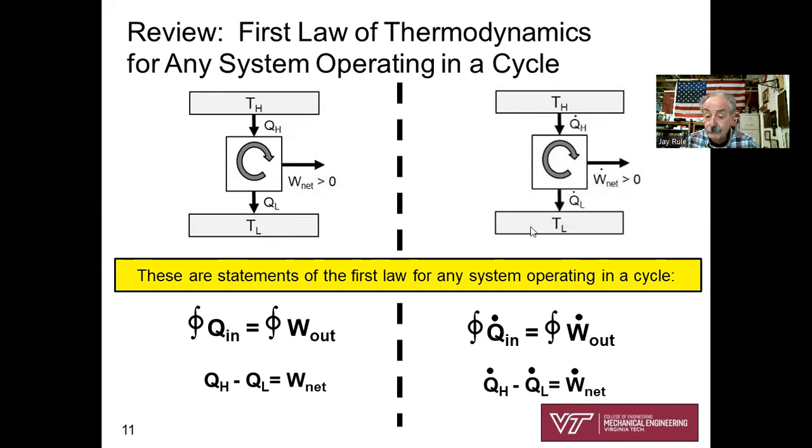Now for the rate version, we're running 24/7. All I did here is put dots over top of the Q. The cyclic integral of heat transfer rate in equals the cyclic integral of work power out. So, pretty straightforward: Q dot H minus Q dot L equals W dot net. These are statements of the first law, energy balance for systems operating in a cycle. It's very important that you get that more than just treating it as a formula.